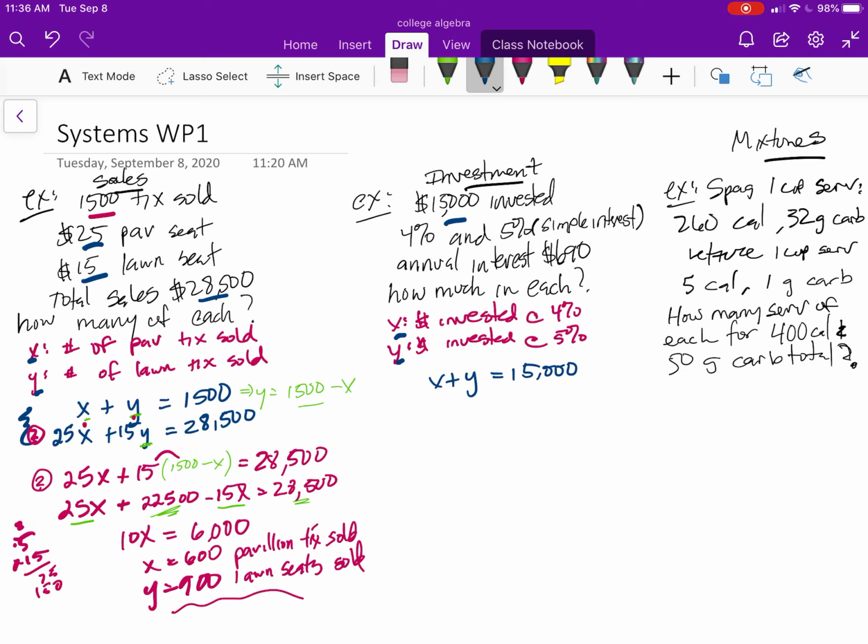Okay, simple interest, maybe we could get this more complex with a different interest, but simple interest simply is you take your percent, multiply it by however much money was invested, and that will give you your interest. So 4%, I'm going to change it to 0.04 multiplied by x, because I don't know how much was put in there, right? That's my x, plus 5%, 0.05y, and I will yield $690 for the year. Okay, that's how our simple interest looks.